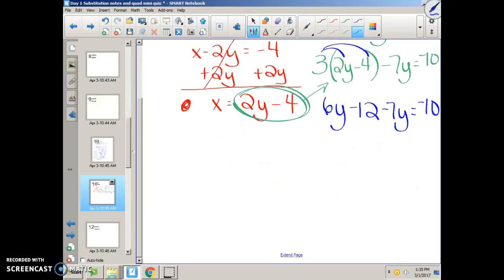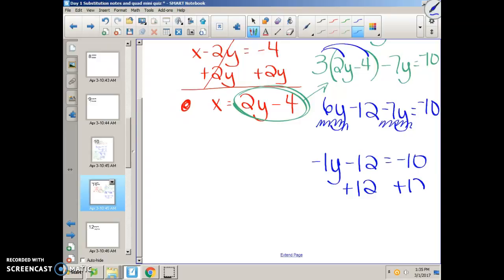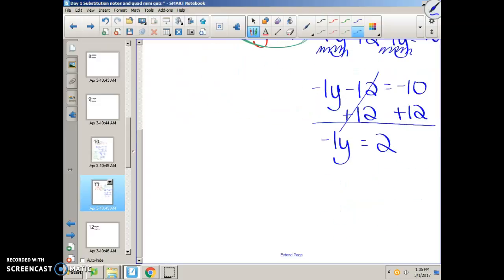I distributed the 3 by multiplying. 3 times 2 is 6. 3 times negative 4 is negative 12. My like terms are 6y minus 7y. Well, that equals negative 1y. Minus 12 equals negative 10. Okay, now we're starting to shrink this down a little bit. Work to get y by itself. Move the 12 over. I know I'm going through this quickly, but it's algebra. This is not new stuff. This is stuff you guys are all very capable of doing.